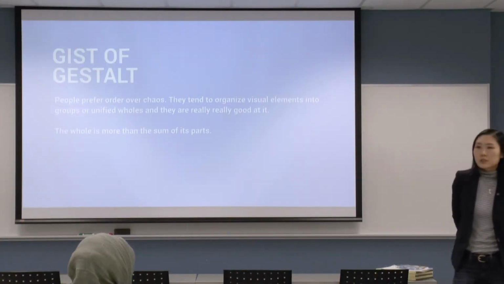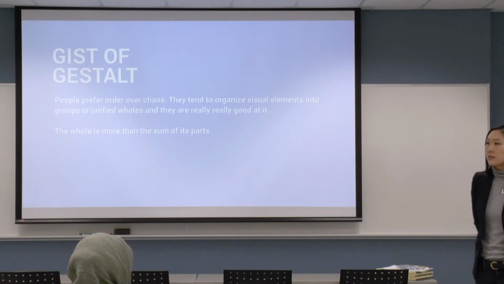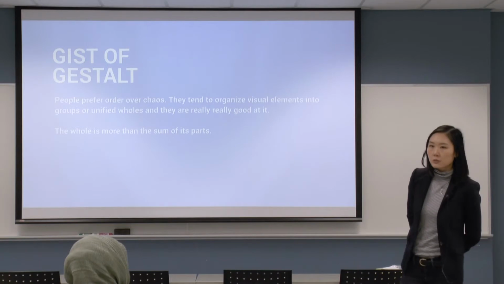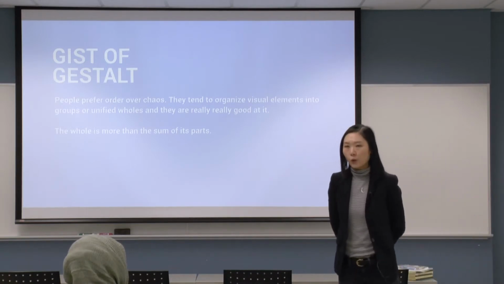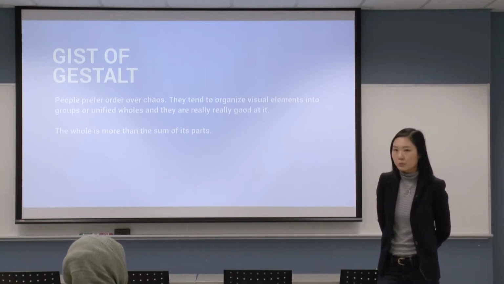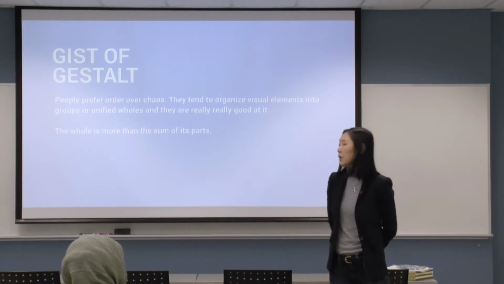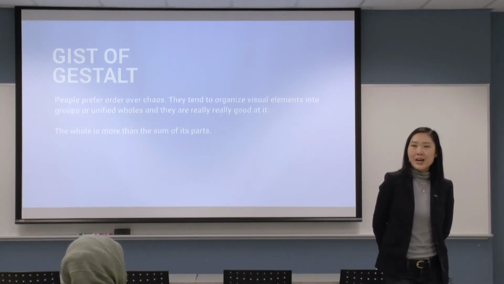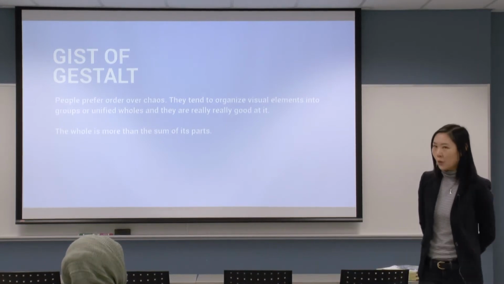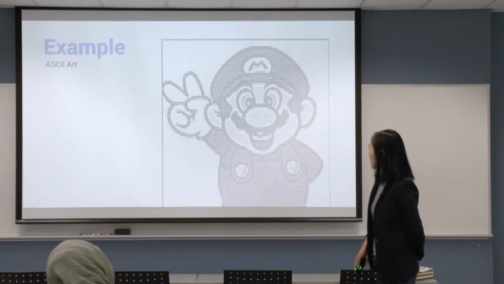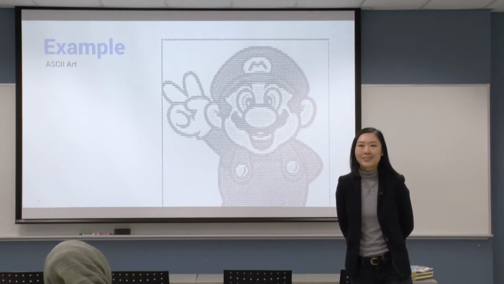Okay, so the gist of Gestalt is that when we see an image, we generally prefer order over chaos. Our brain is trying to start grouping things together. We really want to organize items into a whole, and we're really, really good at this. Okay, still better than computers. So, another example.